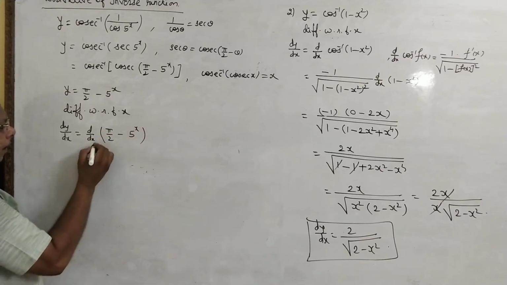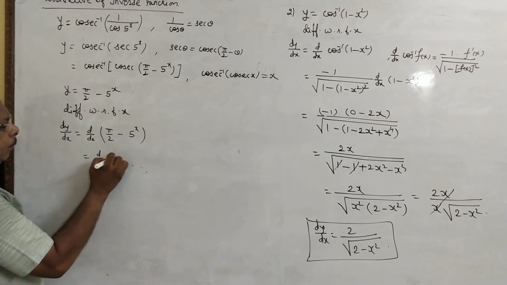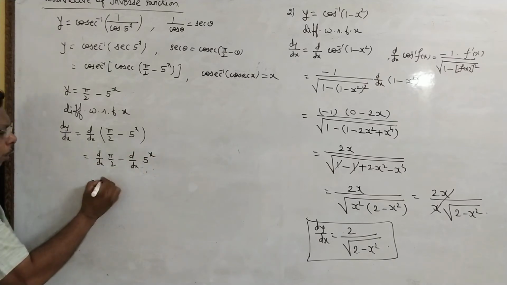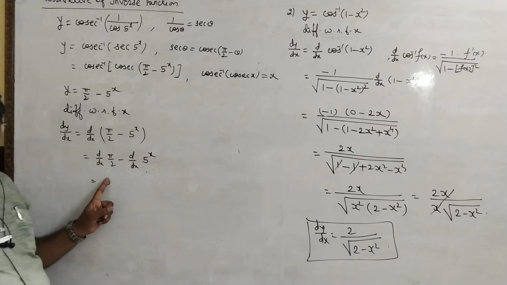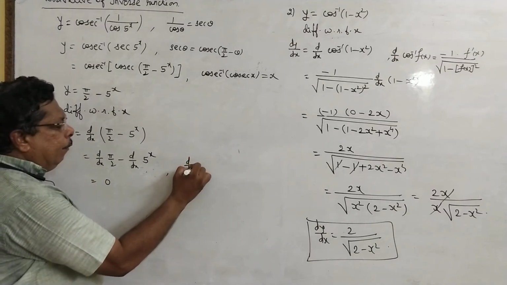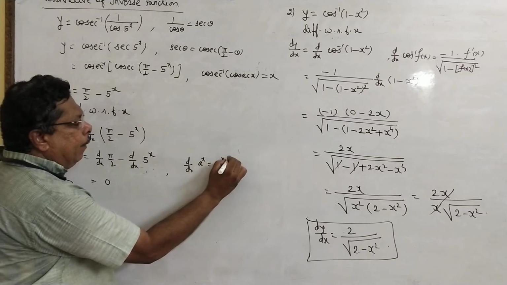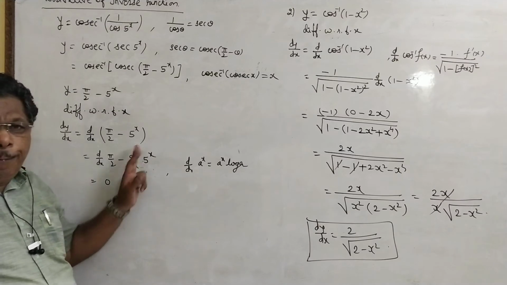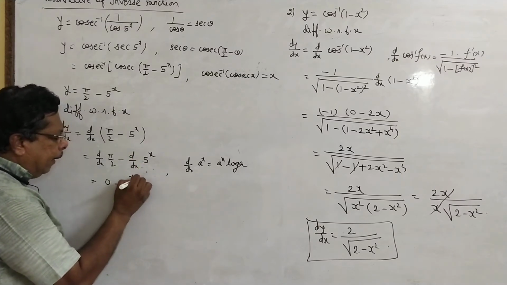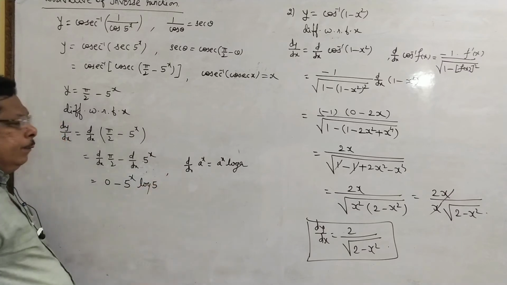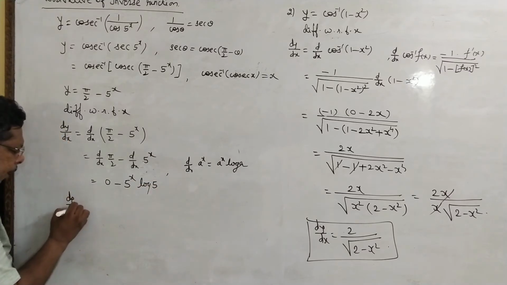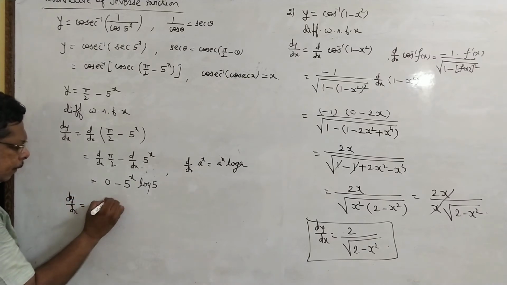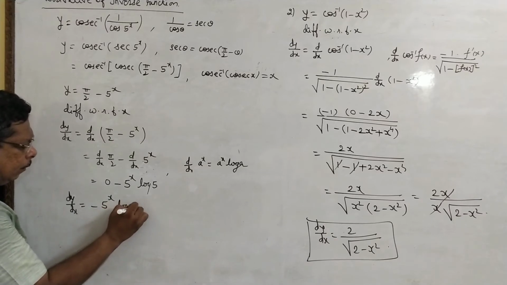So here d/dx of pi by 2 minus d/dx of 5 power x. Pi by 2 is constant, and the derivative of a constant term is 0. Now use the formula: derivative of a power x is a power x log a. Here a is equal to 5. Therefore the derivative of 5 power x is 5 power x into log 5. Therefore the required derivative is dy by dx equal to minus 5 power x log 5.